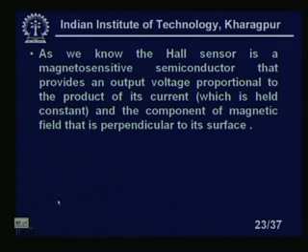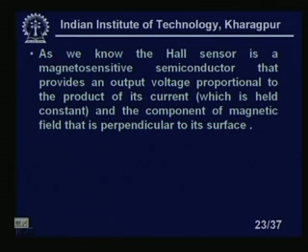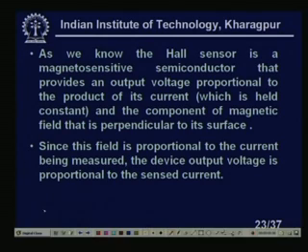As we know, the Hall sensor is a magnetosensitive semiconductor that provides an output voltage proportional to the product of its current, which is held constant, and the component of the magnetic field that is perpendicular to its surface. We have seen this many times. If I use a constant battery voltage, the current will remain constant. Since this field is proportional to the current being measured, the device output voltage is proportional to the sensed current. This second point is the most important.